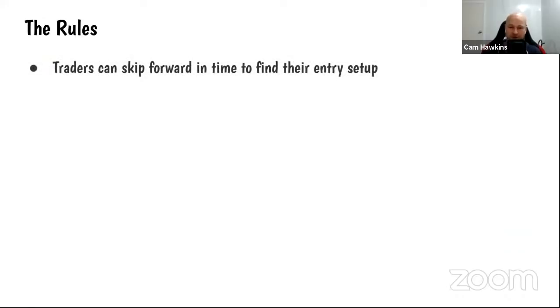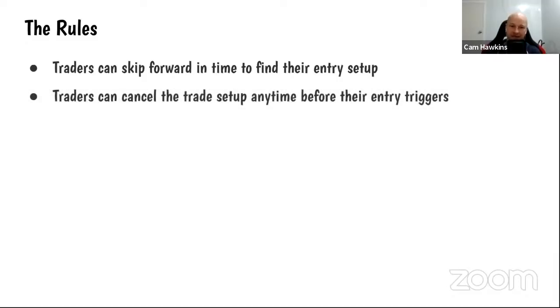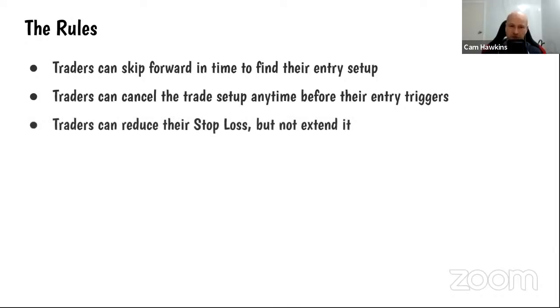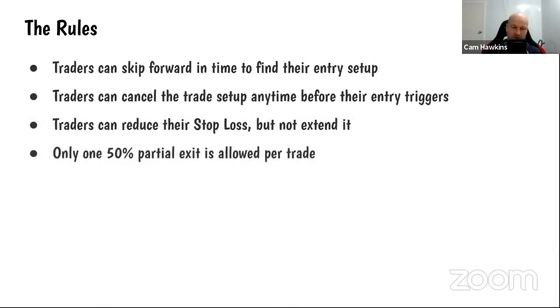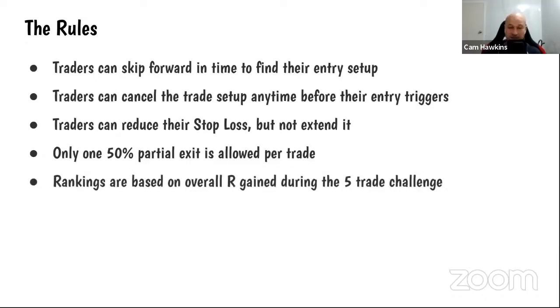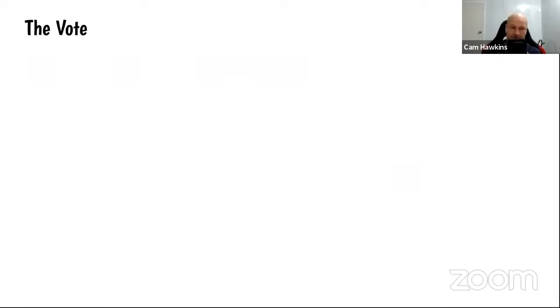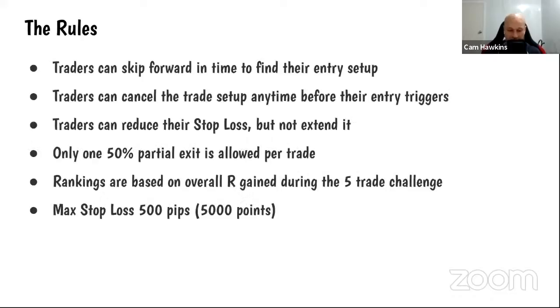Right, so the rules of the competition. Traders can skip forward in time to find their entry setup. So guys, you can step forward days, weeks if you want to find that entry setup you want. You can cancel your trade setup at any time before the entry triggers, so slow it right down just before you get in. And you can reduce your stop loss but not extend it, because we want to keep that 1R risk. Only 50% partial exit is allowed per trade. And your rankings are based on the overall gain during the 5-trade challenge. Maximum stop loss, 500 pips or 5,000 points. And that's it.